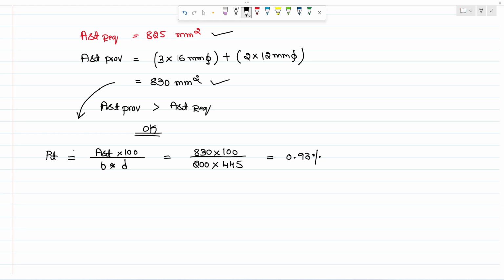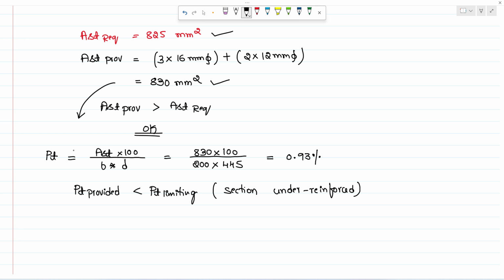So you need to check whether PT provided will satisfy the maximum requirement. It should be less than PT limiting percentage of steel. Then your section will be under reinforced.